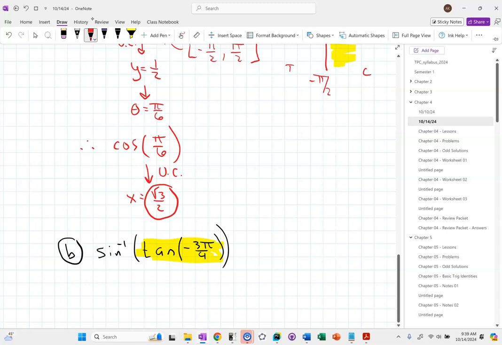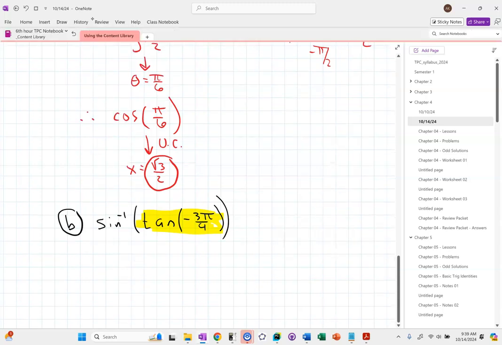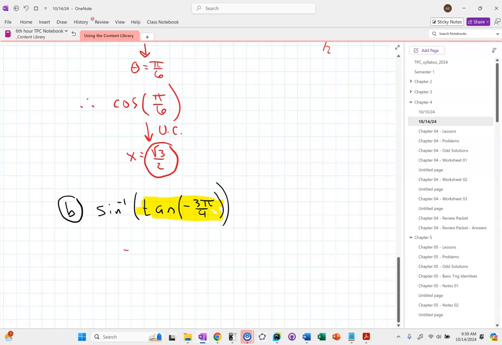Rats. What do I do if it doesn't show up on the unit circle, but I'm pretty sure it's supposed to be using the unit circle? I need to find an angle that's coterminal to the negative 3 pi over 4. How do I do that? I add 2 pi.